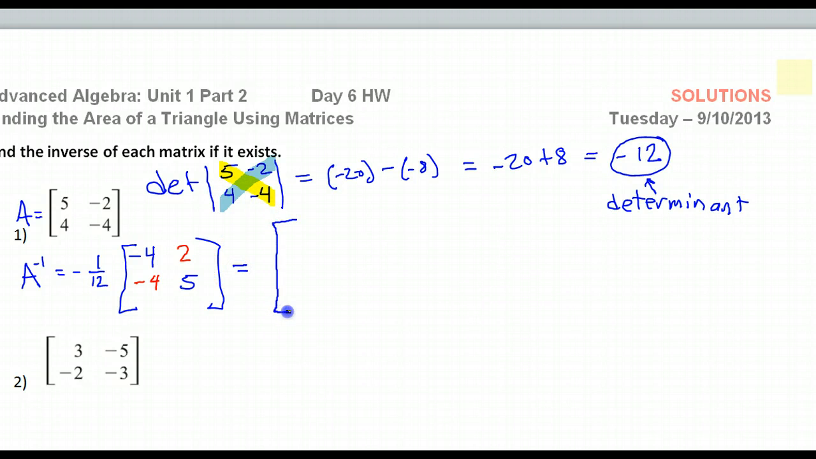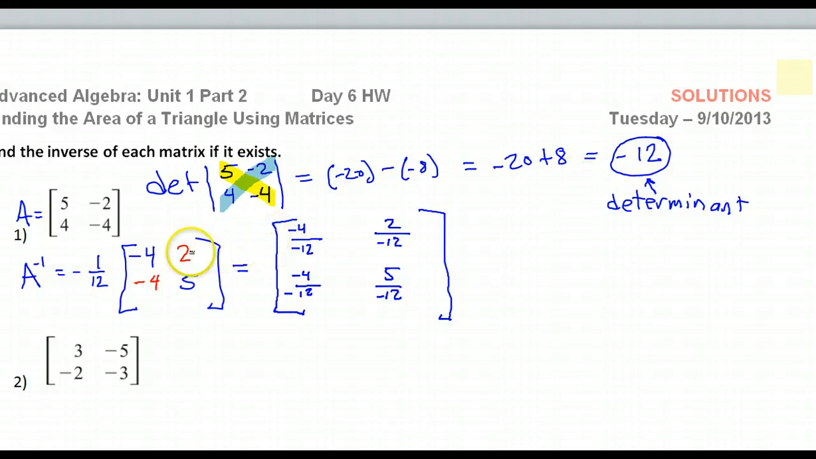So I'm going to need a little bit more space to do it. So it's like I have negative 4 over negative 12, and I have 2 over negative 12, and again I have negative 4 over negative 12, and I have 5 over negative 12. See what I mean? This whole multiplying by the reciprocal thing, what it really is we're dividing everything by the determinant. So we took each one of these and we really are simply dividing by the determinant.